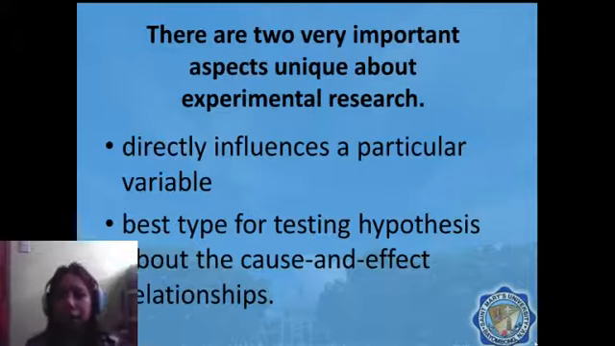And we have actually two very important aspects unique about experimental research. So we can directly influence a particular variable. And as mentioned in our description, it is used for cause and effect problems or researches. So it can search for the influence of some variable, particularly the independent variable, on the dependent variable. It is also considered the best type for testing hypotheses.